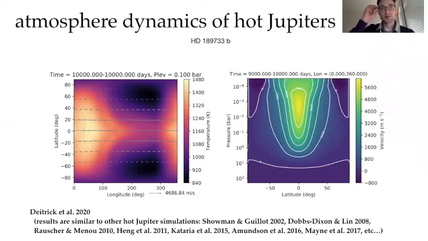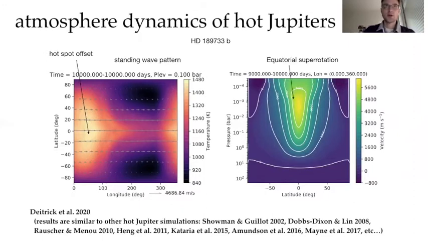This is from a simulation of HD 189733b. On the left, I'm showing the temperature and horizontal winds at a level of 0.1 bar, and on the right, the zonally averaged zonal wind speed. So some of the things we see are an eastward hotspot offset of 30 to 40 degrees from the substellar point, a standing wave pattern of Rossby and Kelvin waves, and strong equatorial superrotation reaching several kilometers per second. And these are the main features that we see in most GCM simulations and are generally consistent with the observations that we have.